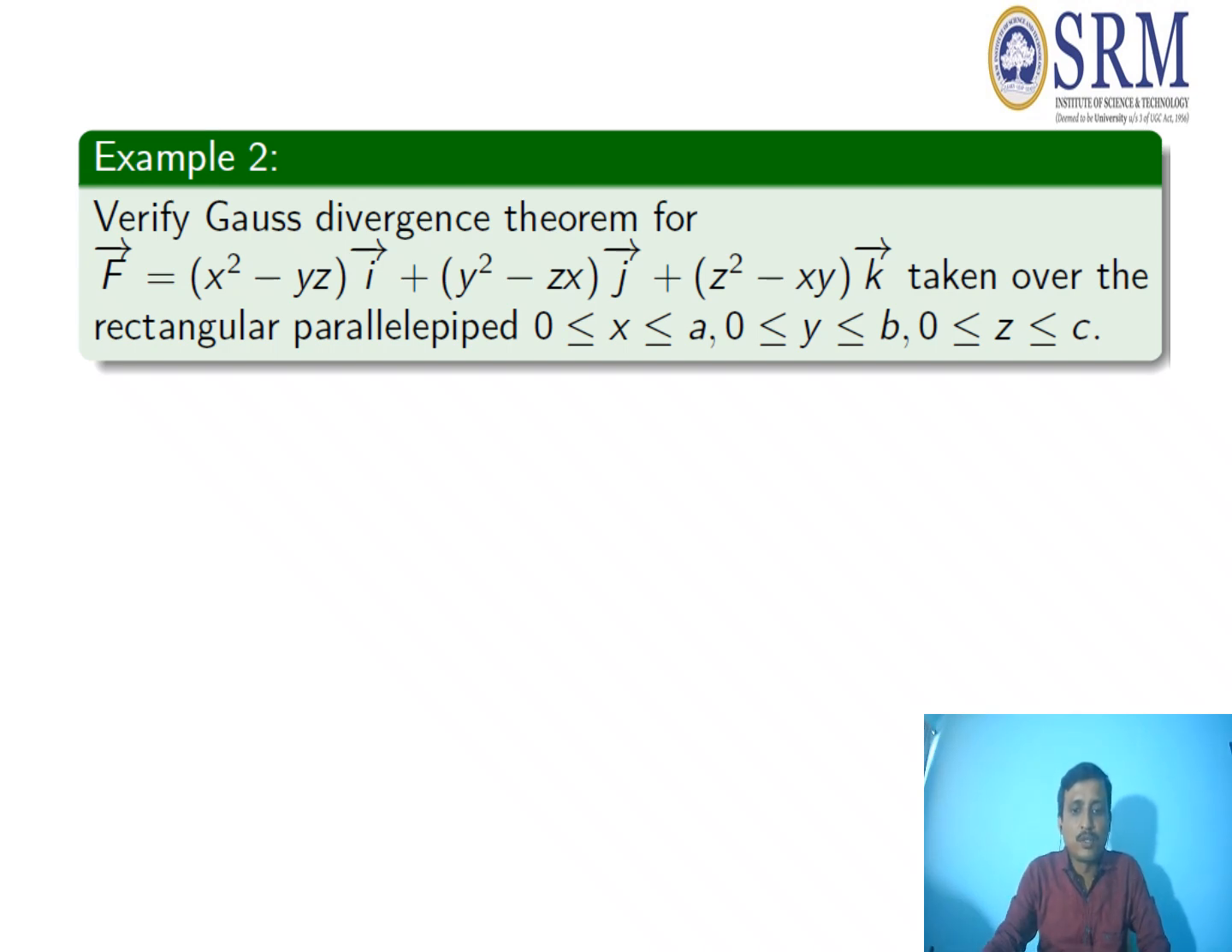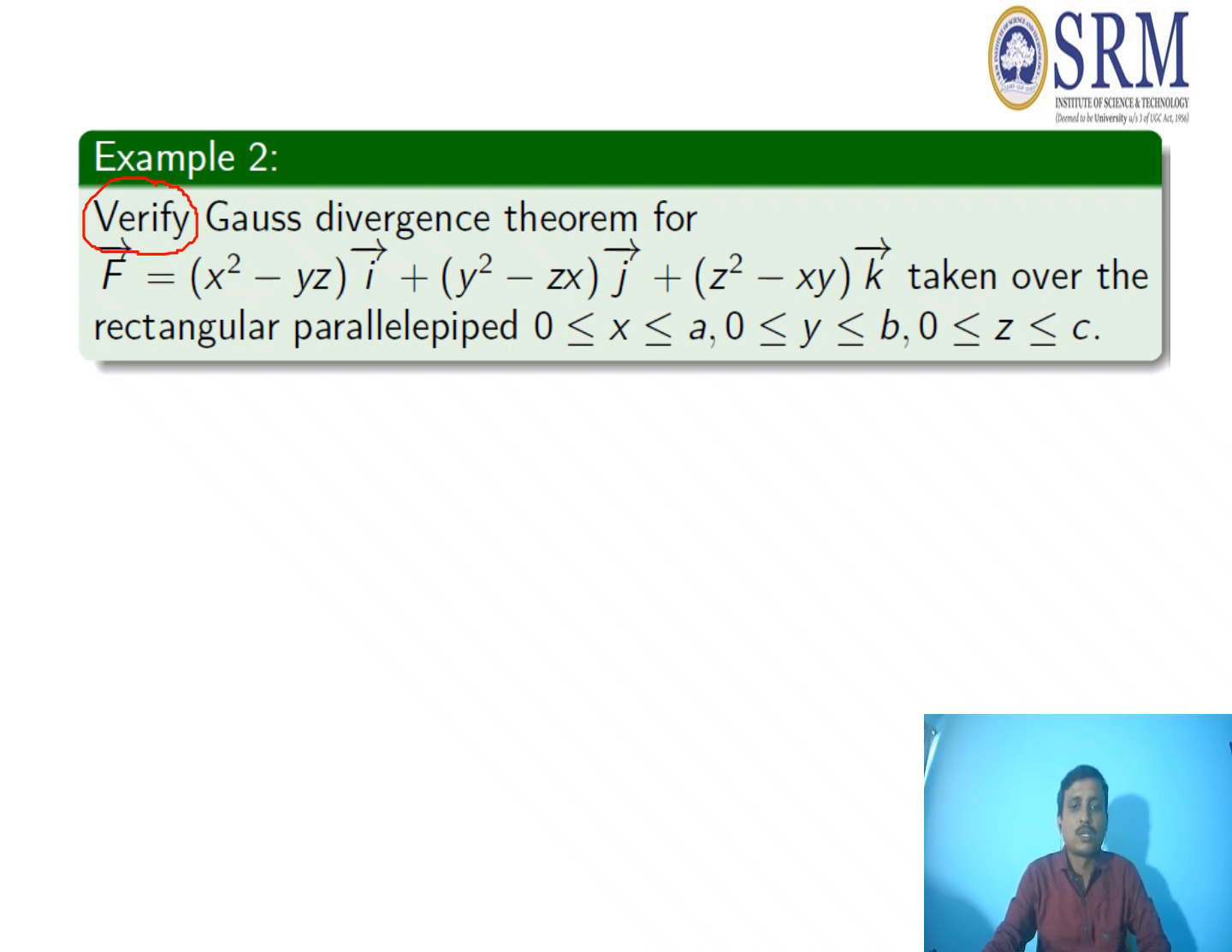Verify Gauss divergence theorem. It is different. Applying means we only do the RHS integration for the theorem, but verify means we have to evaluate the LHS value as well as the RHS value, and compare whether both values come out the same. So similarly here, Gauss divergence theorem for this F taken over the rectangular parallelepiped. Here a, b, c are positive constants. x varies from 0 to a, y varies from 0 to b, and z varies from 0 to c.